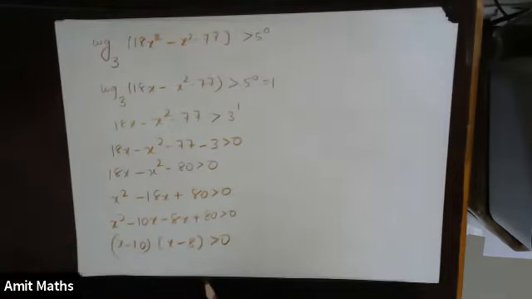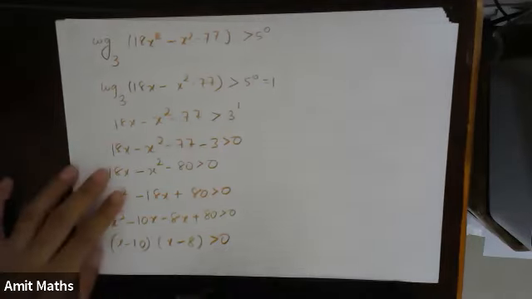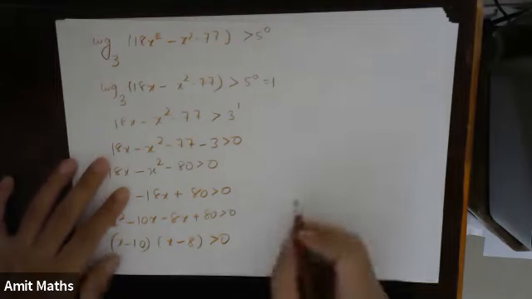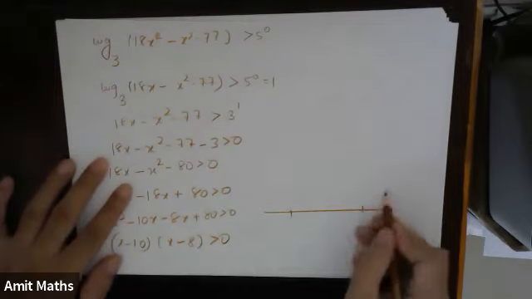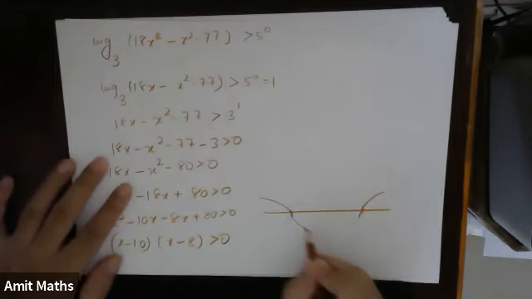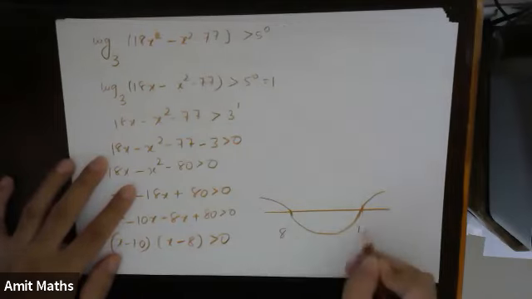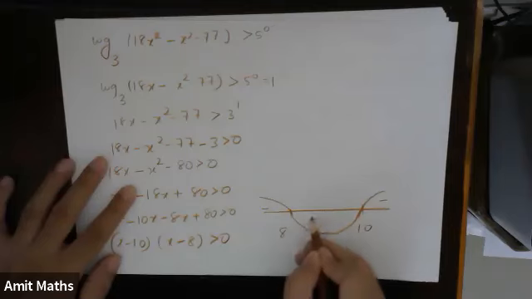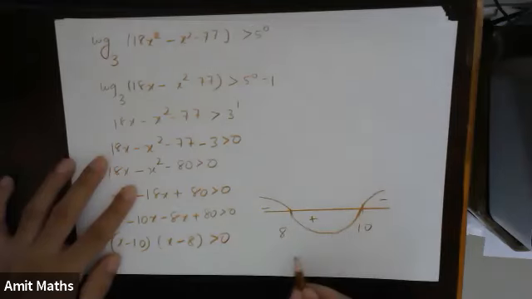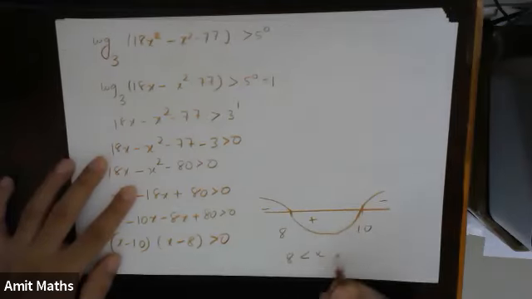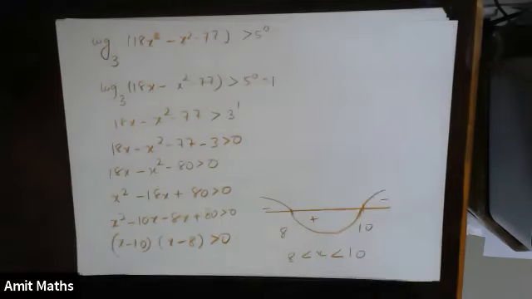So the first part we have seen before, and the second part we have seen now. If I plot this as a wavy curve, the factors are 8 and 10. So this is positive, negative, positive. In between these, this will be negative. So that means x should be greater than 8 and less than 10.